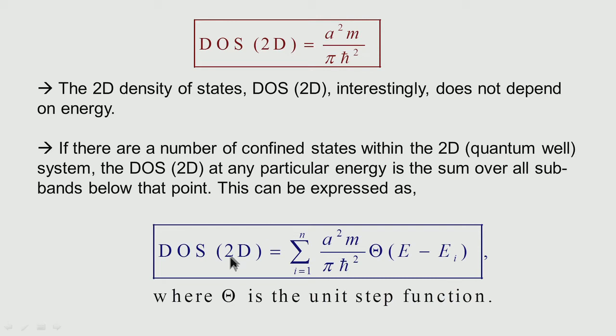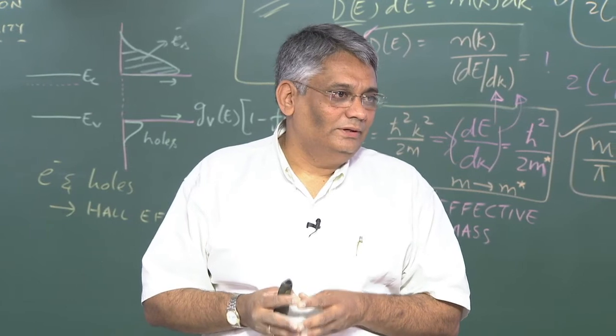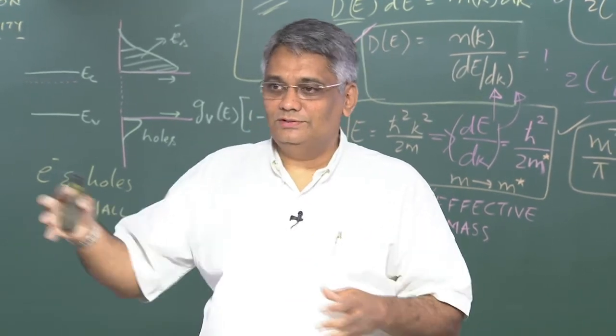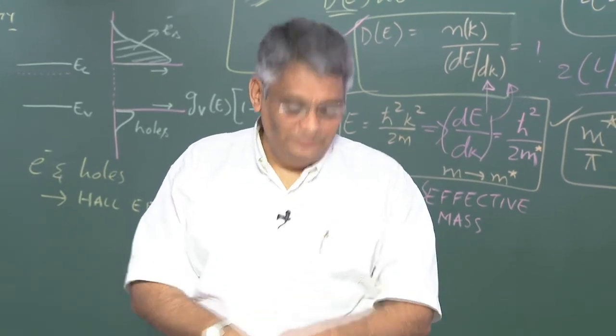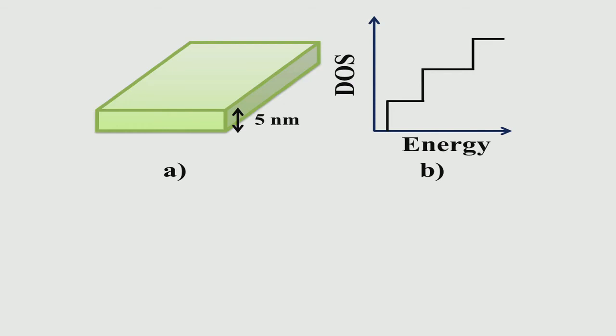What I want to show here is the dependence of density of states on various factors. One striking feature that you see from this equation is, in the case of the two-dimensional system, the density of states does not depend on energy. So, which means when you plot DOS as a function of energy in the case of a two-dimensional system, that's what you see, right?